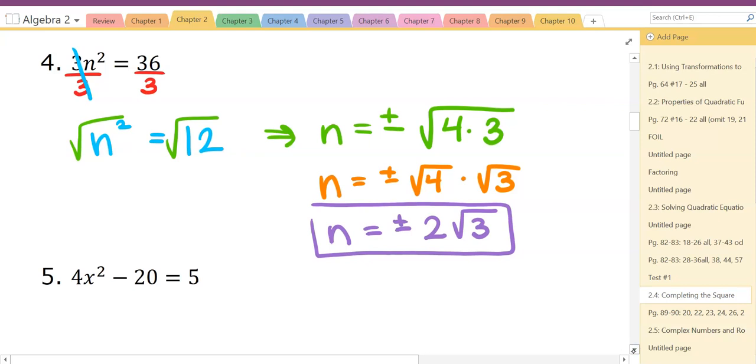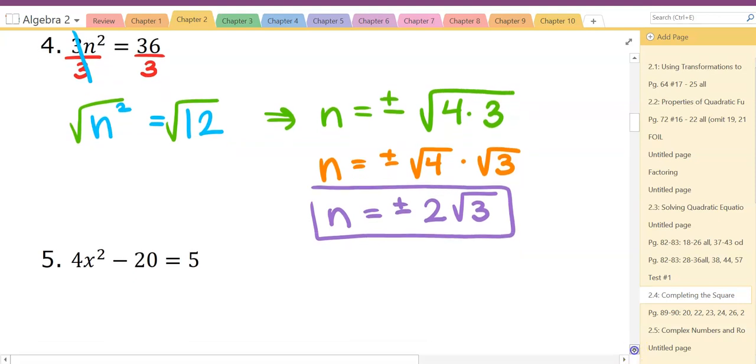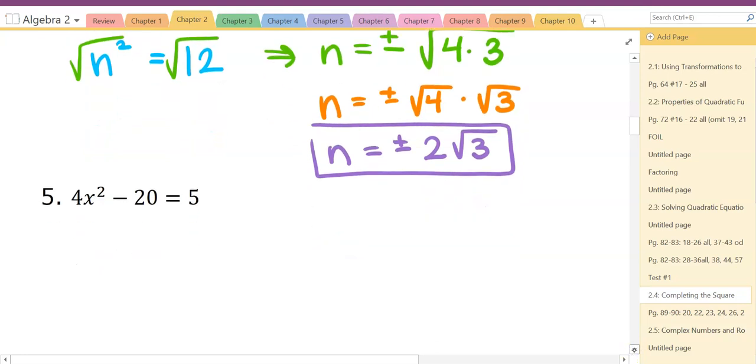Okay, for number 5, we have 4x squared minus 20 equals 5. I would try, again, like we've seen these problems, you've always had like the x squared term by itself and then everything on the other side of the equal sign. So we're trying to solve for that x squared. So it's like what you guys would have done when you're solving just a regular equation for x. You're trying to get that x term alone. So the first thing I'm going to do here is add 20.